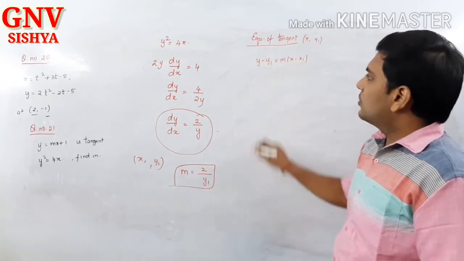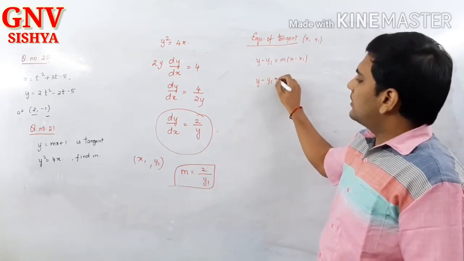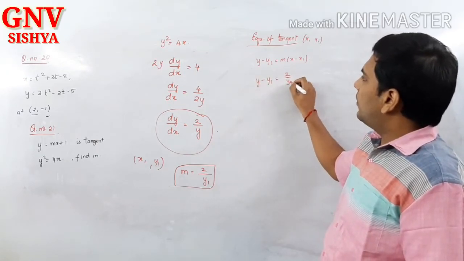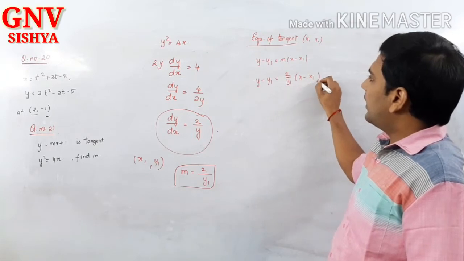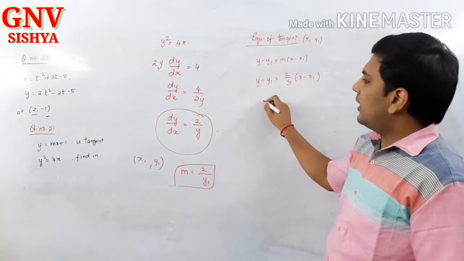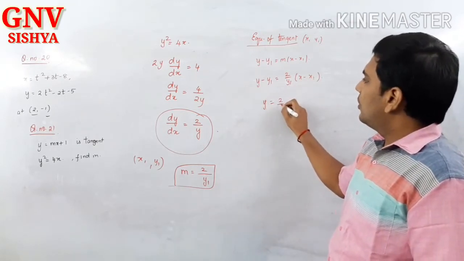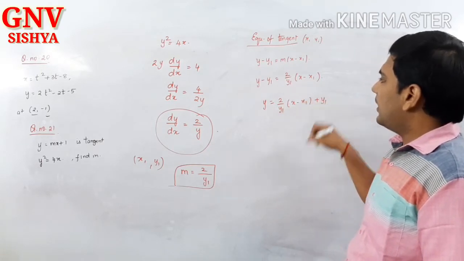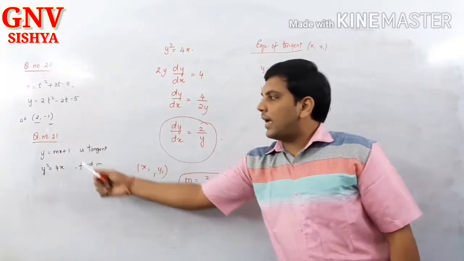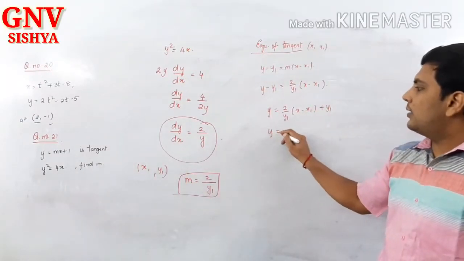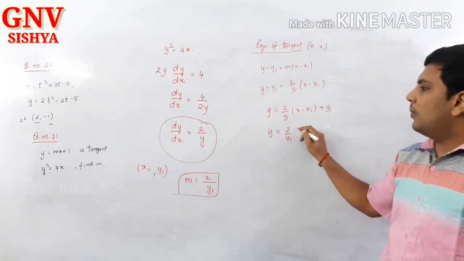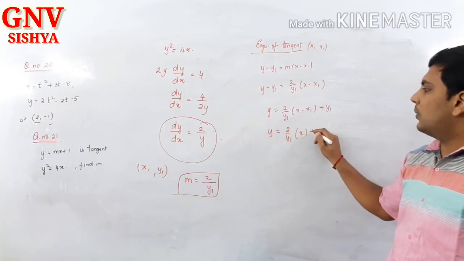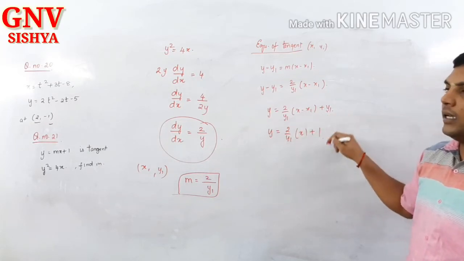Am I correct? So it will be y minus y1 is equal to m, whose value is 2 by y1, into x minus x1. Yes or no? So I can write it as y is equal to 2 by y1 into x minus x1 plus y1. Now here they have given the tangent equation as y is equal to m, whose value is 2 by y1, into x plus 1. Both are tangent equations only, right?